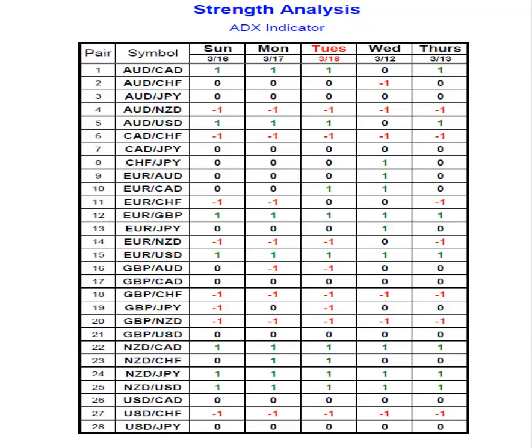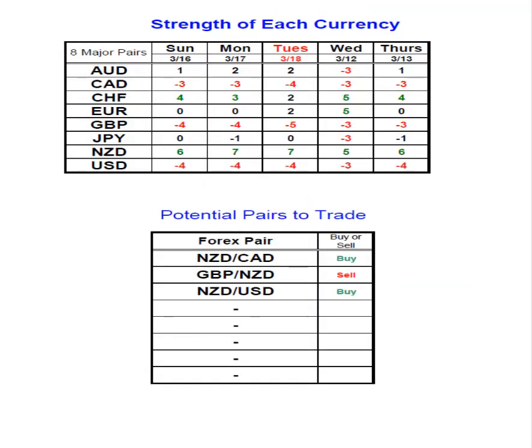Here's the ADX analysis chart for Tuesday, March 18th. Please compare this with the results of your analysis. From the ADX analysis and the strength calculator, we have the following currency strengths. There's one strong currency and three weak currencies. There are three qualified pairs: the New Zealand dollar Canadian dollar, the pound New Zealand dollar, and the New Zealand US dollar.